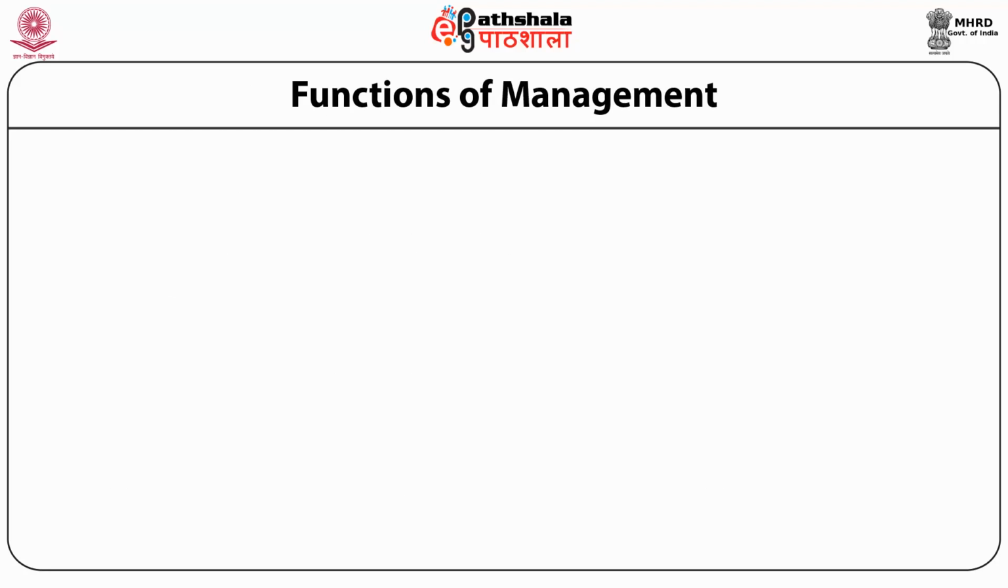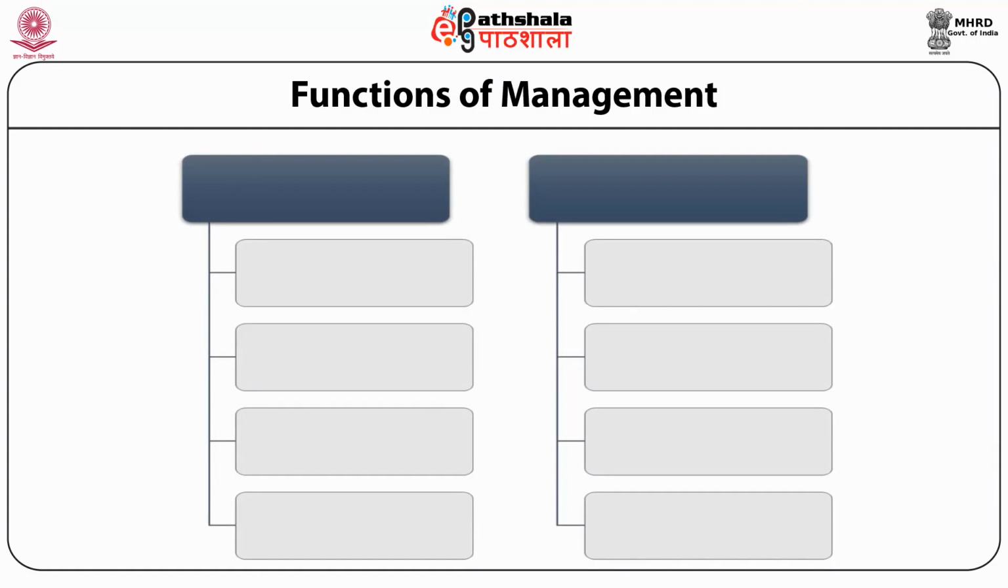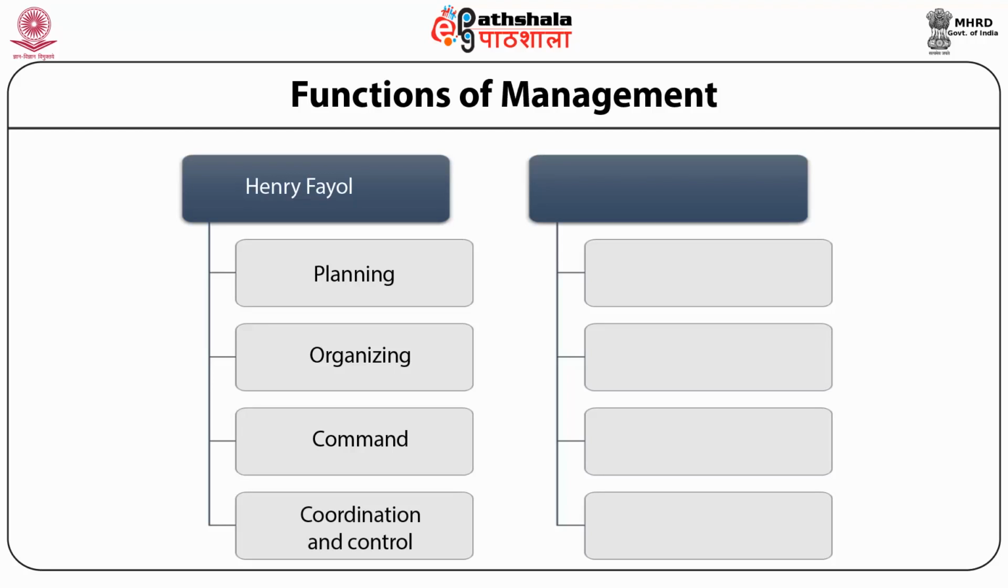Different management thinkers have given different functions of management to be performed by the managers of different types of organizations. Some of the important views are given as follows. Henry Fayol, the father of the classical school of management, has given the managerial functions as 1. Planning, 2. Organizing, 3. Command, and 4. Coordination and control. Similarly, Newman and Summer have suggested the functions of management as follows. 1. Planning, 2. Organizing, 3. Leading, and 4. Measuring and controlling.